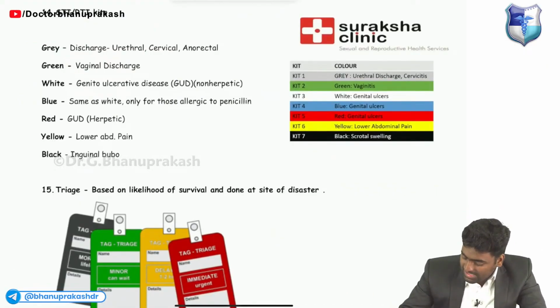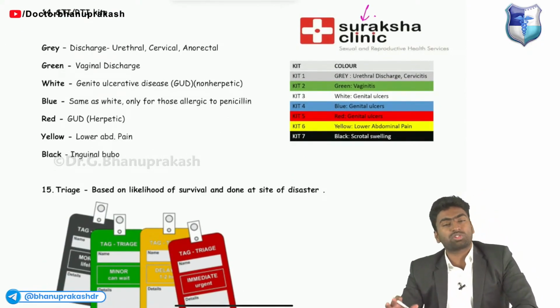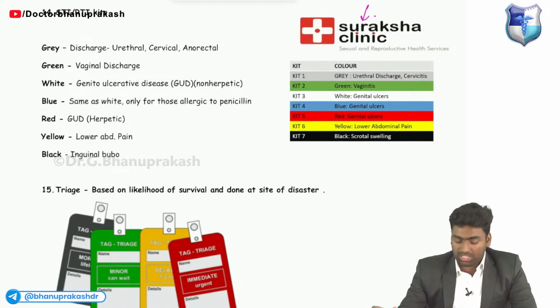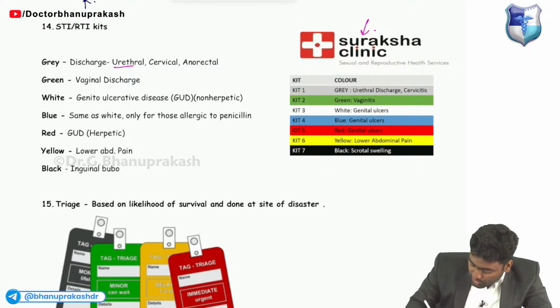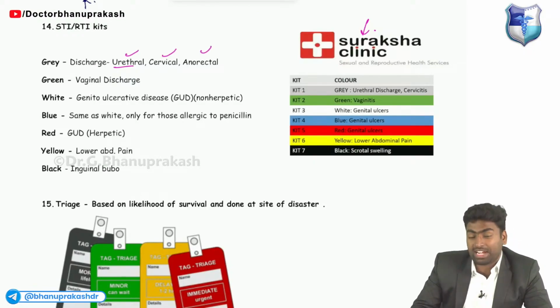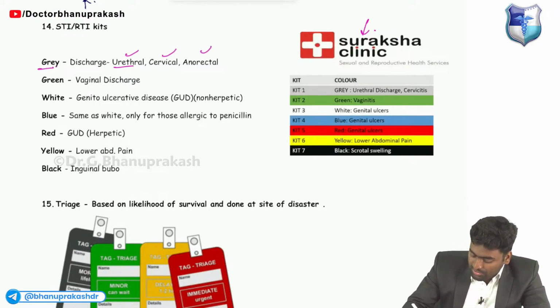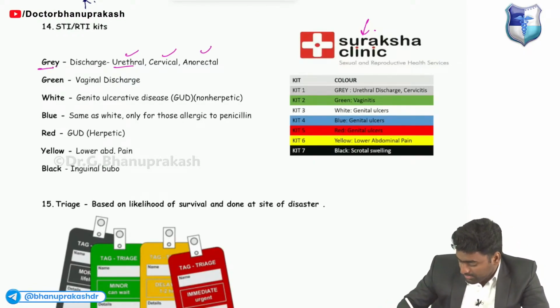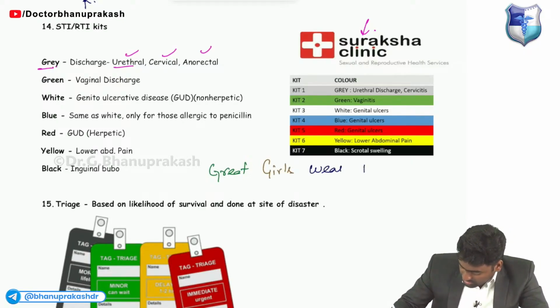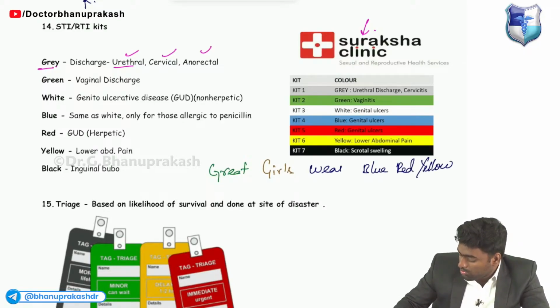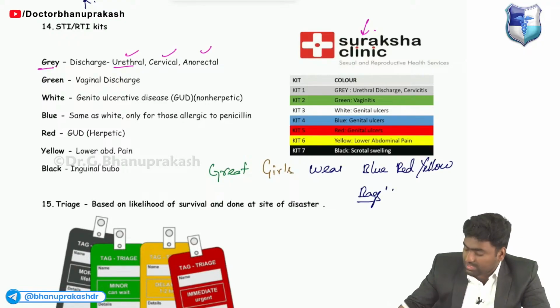Then the next thing is the Suraksha clinic. If you see the Suraksha clinic, mainly they will ask about the kit. The patient is presented with urethral discharge. If there is any presence of urethral discharge, cervical discharge, or anorectal discharge, we will give the first kit. So how will you remember these kits? Remember it as: Great Girls Wear Blue, Red, Yellow, Black bags.